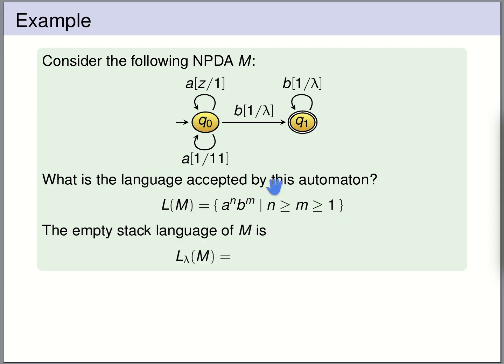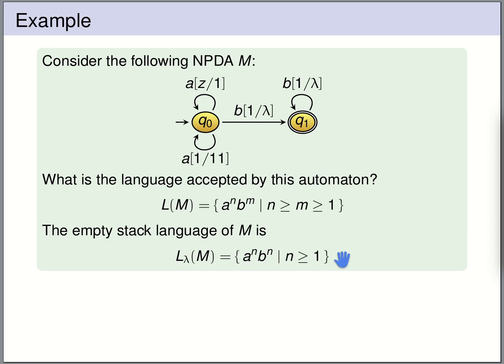Now what is the empty stack language of the same automaton? The stack is empty only after having read as many B's as we have read A's before. So the empty stack language is of the form A to the n, B to the n for n greater or equal 1. So this example shows that the language of a non-deterministic pushdown automaton defined via acceptance in final states can be different from the empty stack language defined via acceptance with an empty stack.